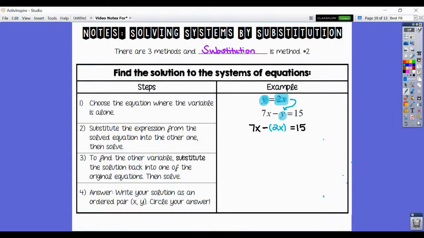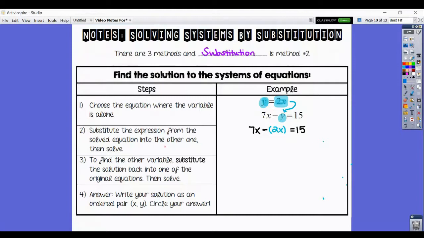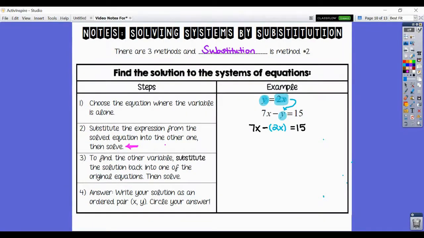From here, step number three is to find the other variable. Well, we need to solve first, which is the end of step number two here. So combine like terms where they're on the same side. That's just 7x minus 2x, which is 5x. And then it's 5 times x. So in order to do separation of 5 and x, I must do division on each side of the equation, giving me x equals 3.